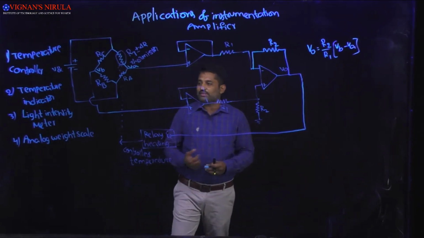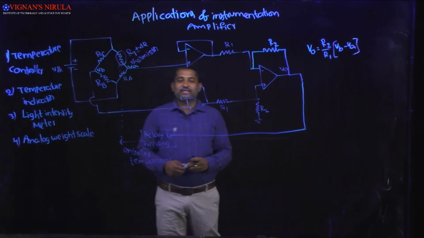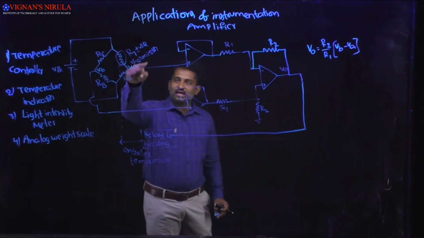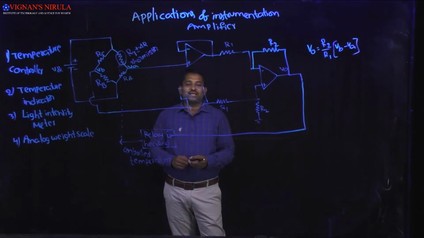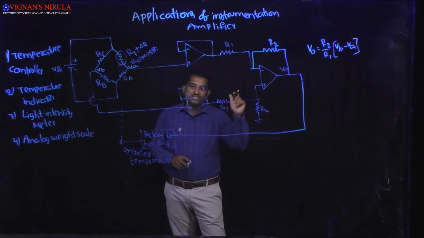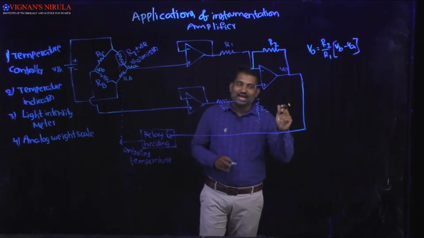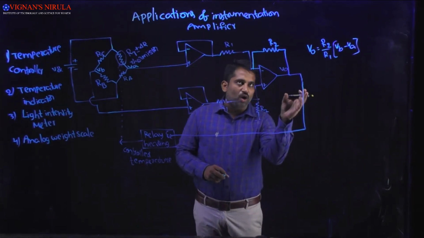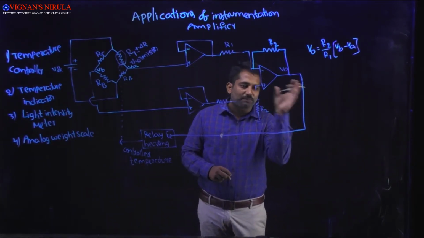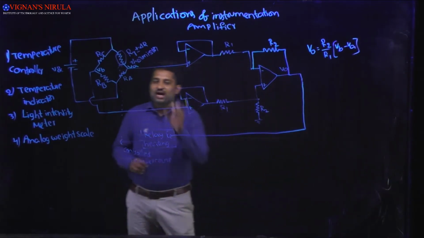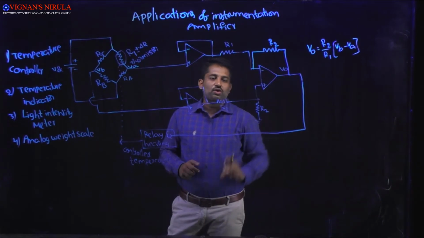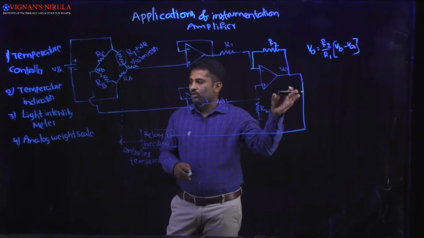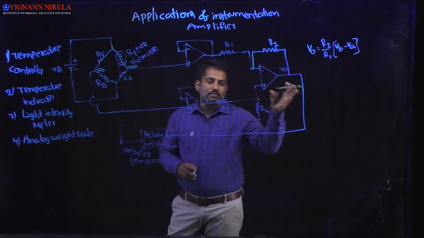Next, coming to the light intensity meter, replace the thermistor with photocells. Then in the darkness condition, the bridge is balanced. In that case, we connect the light intensity meter at the output of the instrumentation amplifier, and in the darkness condition, the output is 0.